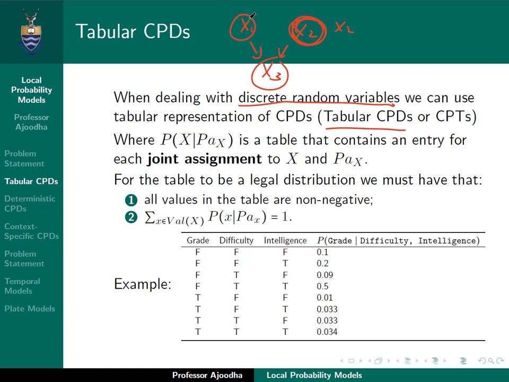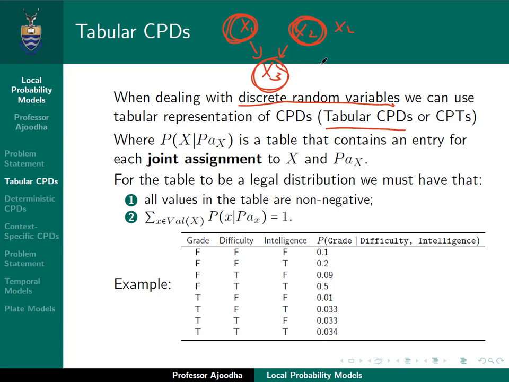The scope of this particular factor will only be x1, and the scope of this particular factor will be x1, x2, and x3 because they are all together. Because when we look at the scope of a particular node, any node, we look at itself as well as its parents. So we take all of those variables together and then put it together in the scope.